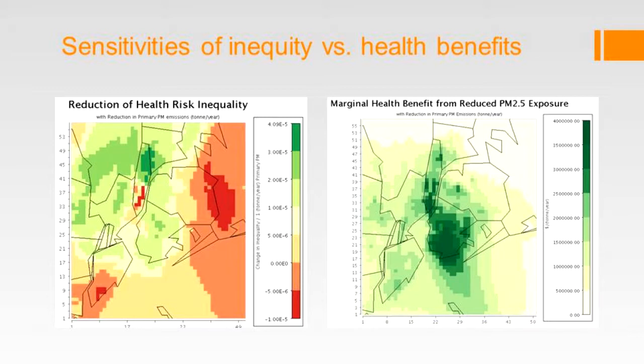And so we were interested in comparing the sensitivities of inequality to other endpoints. On the left is the same sensitivity of health risk inequality. And on the right, for the same domain, we're looking at, as discussed before, the marginal health benefits that can be expected from reducing primary PM emissions in any one location. To understand how these can be coordinated, we plotted the sensitivities on a scatter plot, which you'll see in the next slide.